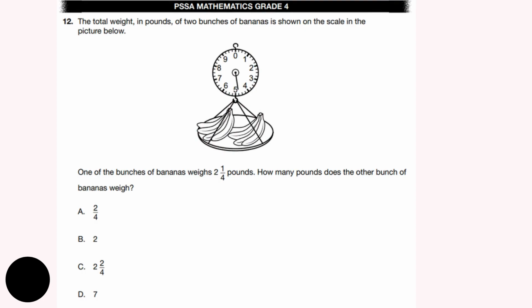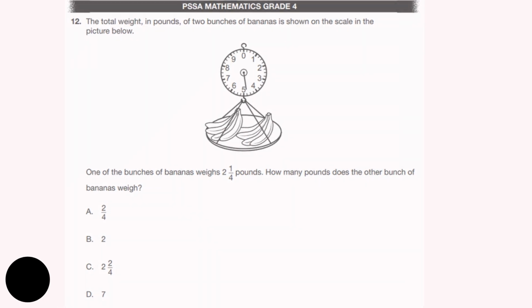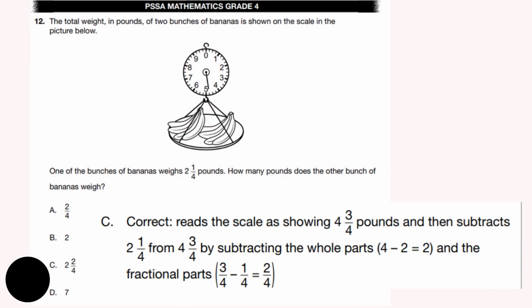Question number 12. The total weight in pounds of two bunches of bananas is shown on the scale in the picture below. One of the bunches of bananas weighs 2 1/4 pounds. How many pounds does the other bunch of bananas weigh? So how will we figure it out?